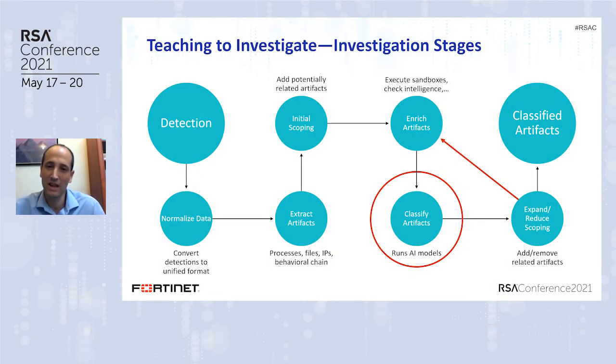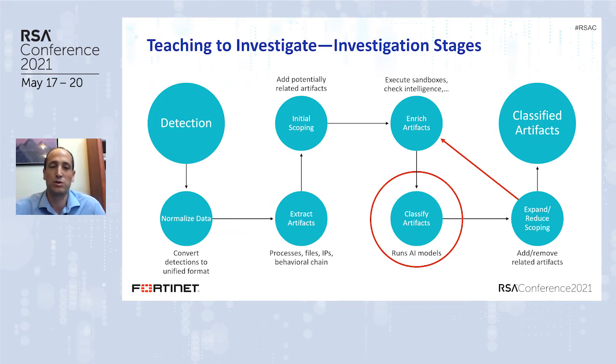So this is the process that we have built to automate the investigation stage using machine learning. It all starts with detection. Basically, we are getting some kind of information from an endpoint or firewall that indicates that some incident occurred. The next phase is to normalize this data, so we will have it in a unified form for the next stage where we extract the different artifacts, whether it's processes, files, behavioral chains, or whatnot.